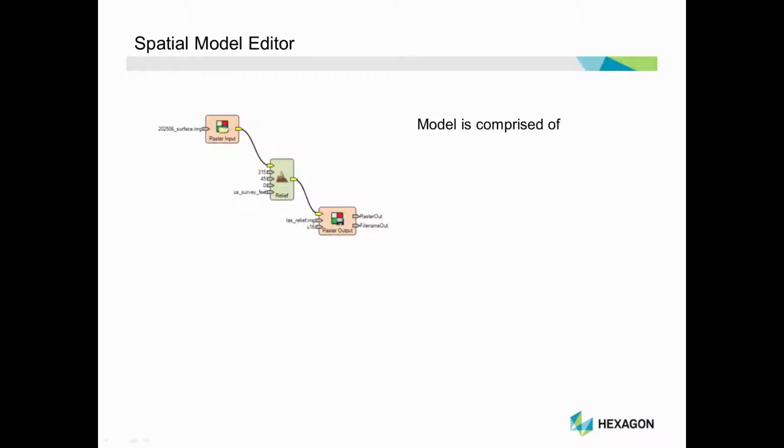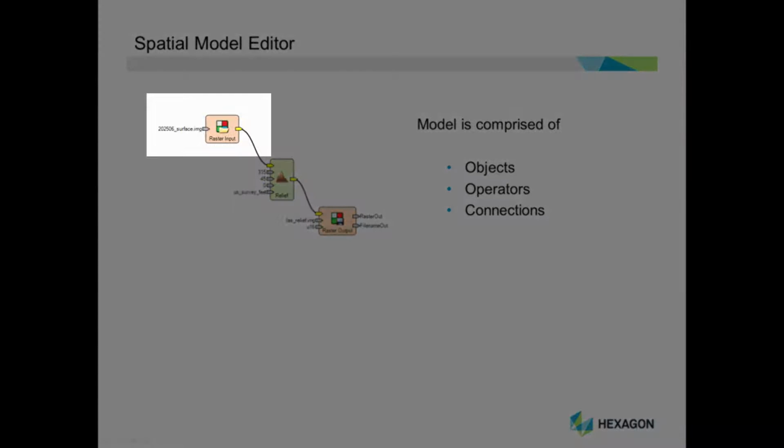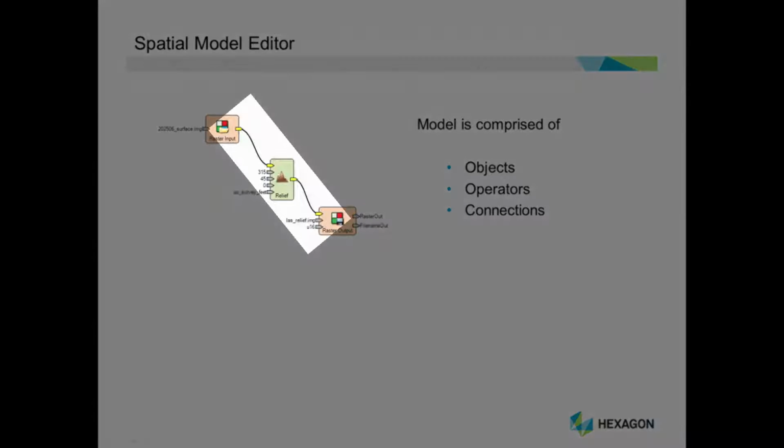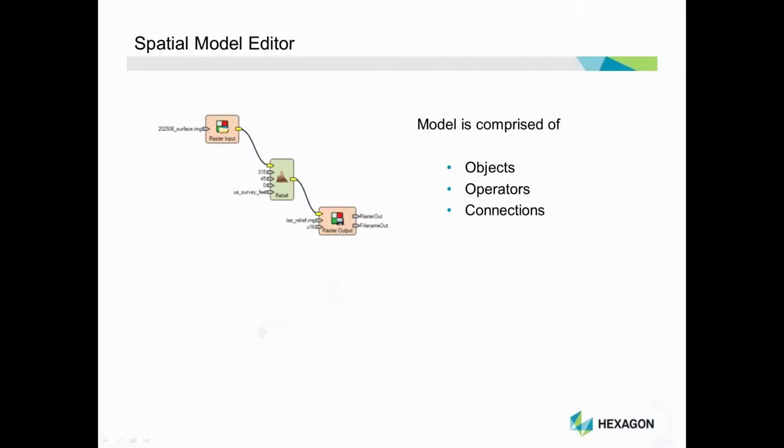The Spatial Modeler has three main parts: objects, operators, and connections. Objects define the items that are acted upon or created in the model. Operators are the actions that are done to the objects. Connections tie everything together and define the flow of the model.